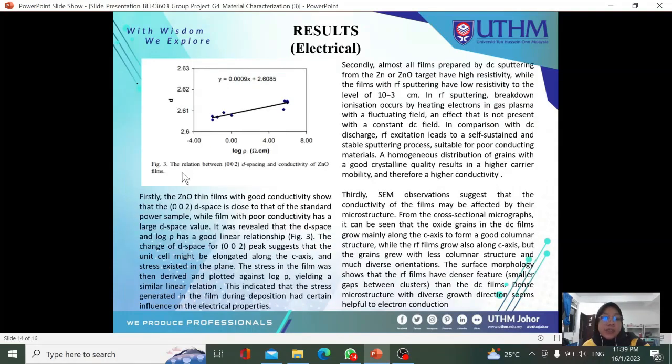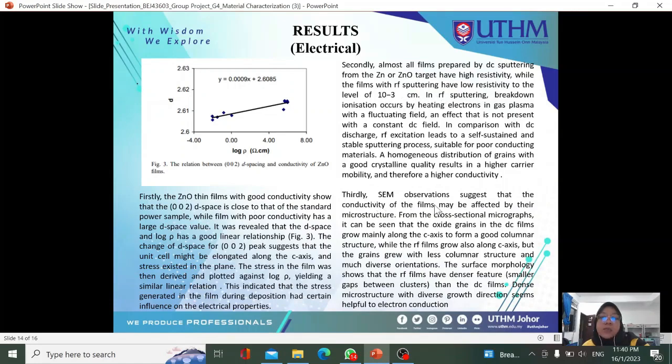So next for the electrical. Firstly, the ZnO thin film with good conductivity showed that the 002 d-spacing is close to that of the standard powder sample, while film with poor conductivity has a large d-spacing value. It was revealed that the d-spacing and log ρ have a good linear relationship, which is shown in figure 3. Secondly, almost all films prepared by DC sputtering from the Zn or ZnO target have high resistivity, while the thin film with RF sputtering has low resistivity, to the level of 10^-3 Ω·cm.